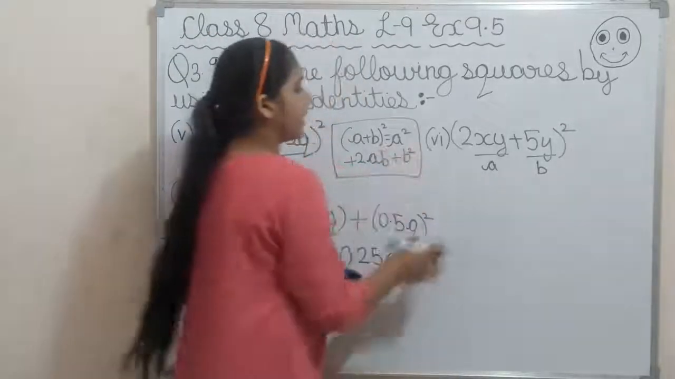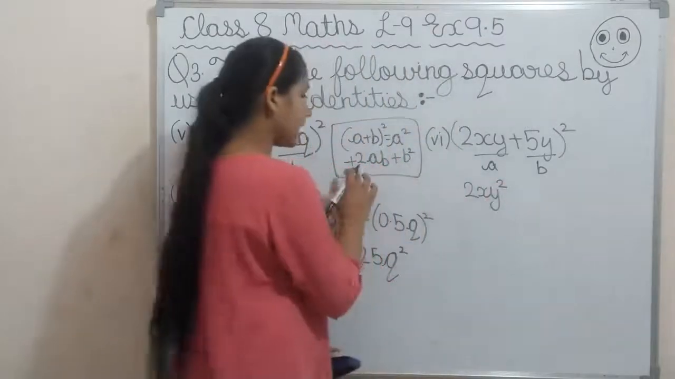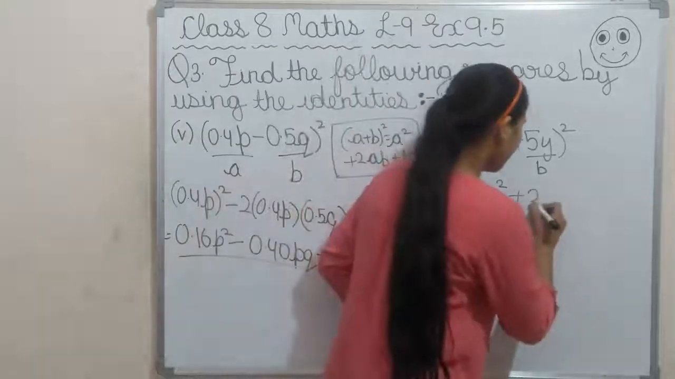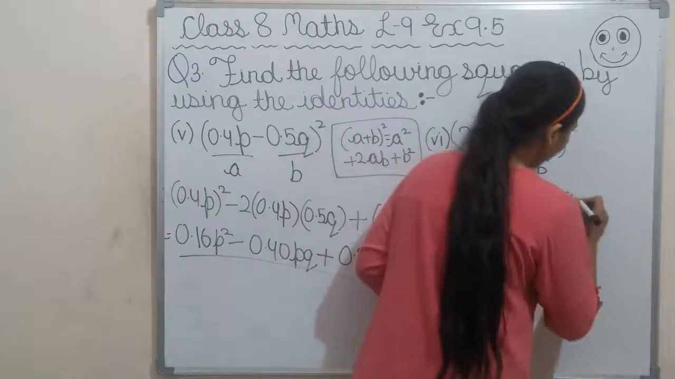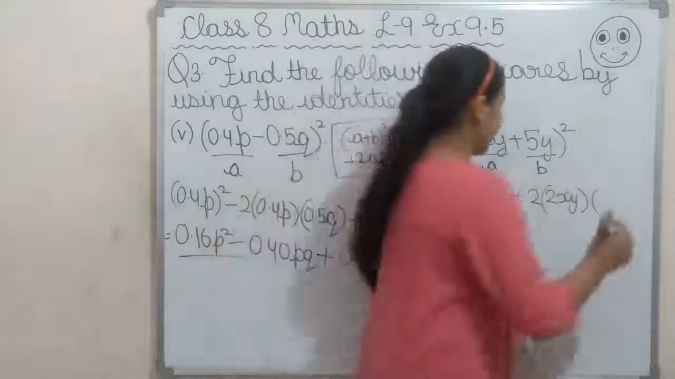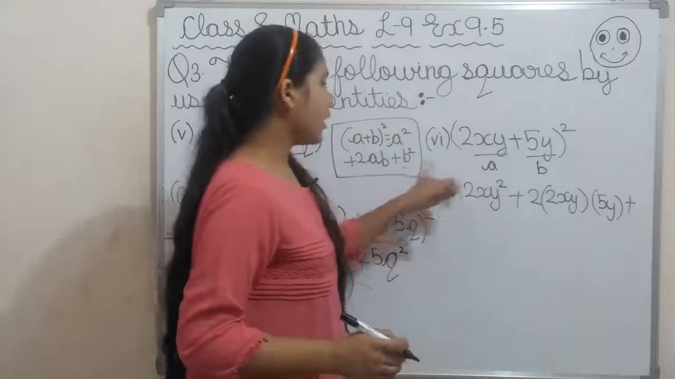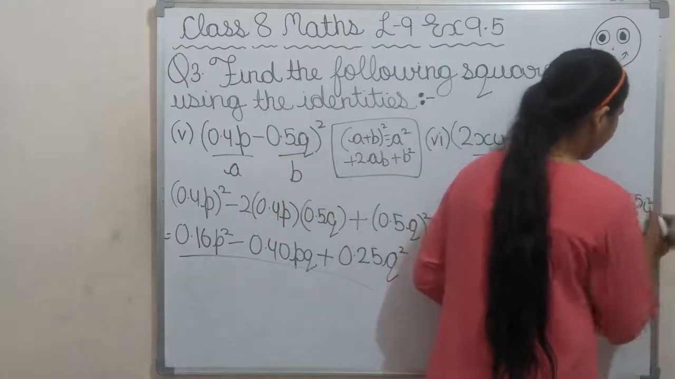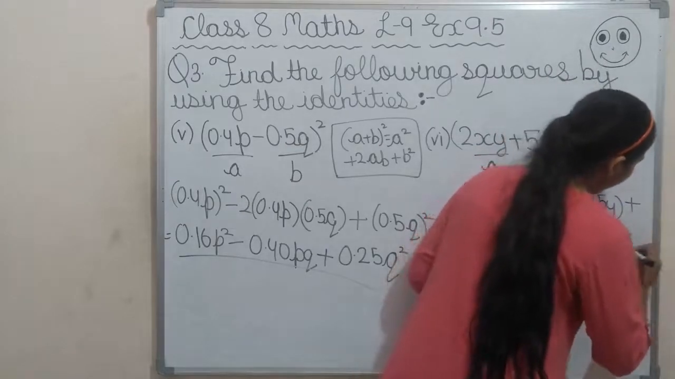So here A square is this, means (2xy) square. Then plus sign as it is, 2 into A into B. So 2 we will write, A is 2xy, then multiply, then B is 5y, so 5y, then plus sign, then B square, B is 5y means (5y) square. Wait, I will write it down only, plus (5y) square.